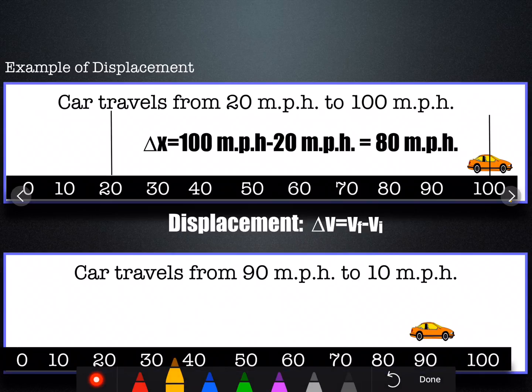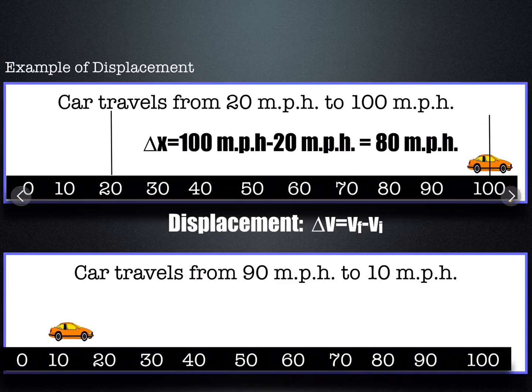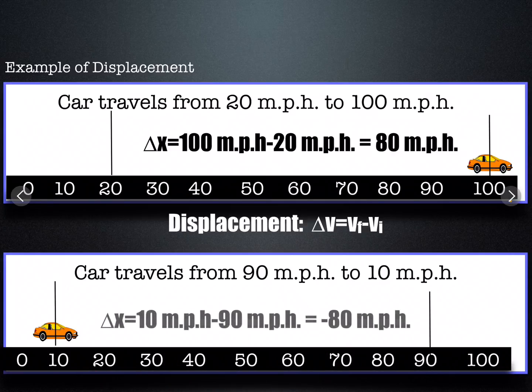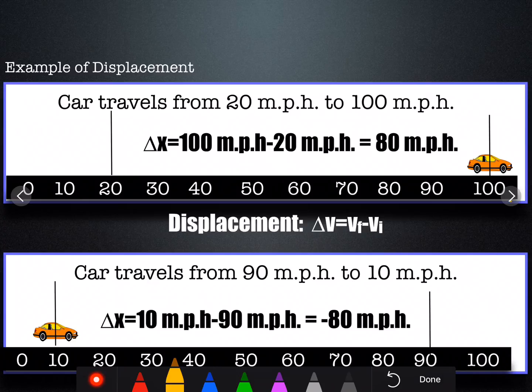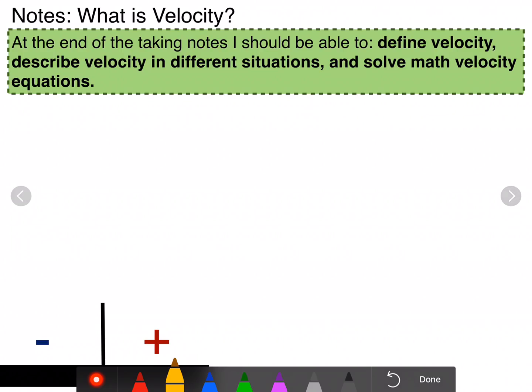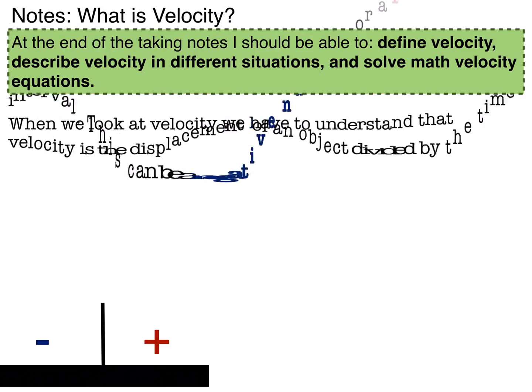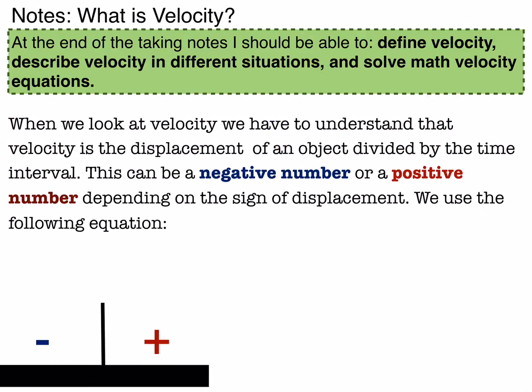If we look at a car going from 90 miles per hour to 10 miles per hour, now we see that it would be 10 minus 90, with 10 being the final and 90 miles per hour being the initial, and we get a negative number. Now this brings up a good point: velocities can be negative numbers.